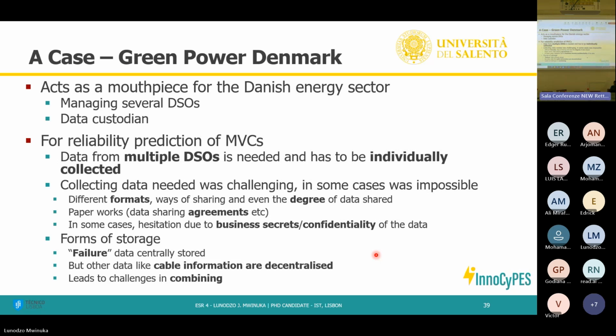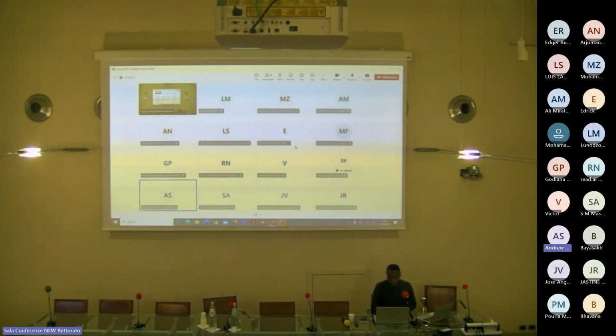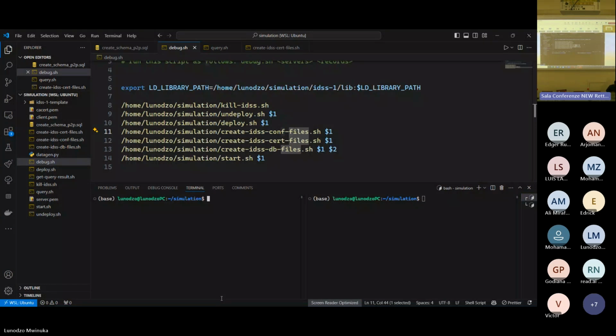Now, I feel like we should go directly to see how the system works by itself. Let's look at a demo. I want to run a few peers. We're finalizing this. Okay, perfect. So we have, I hope you can see this. I will explain some of it, because it may not make sense looking at all these files and scripts.